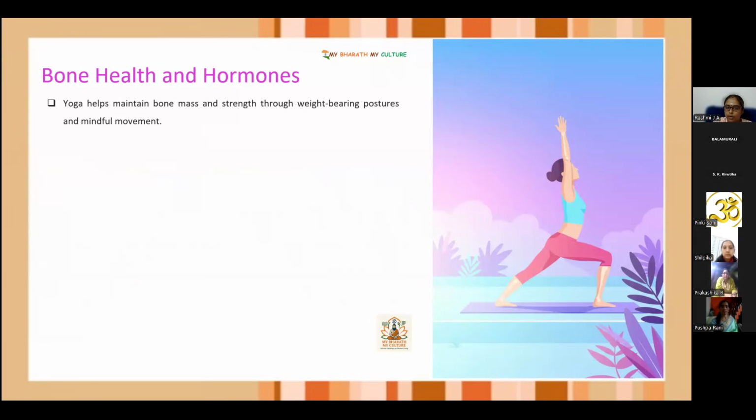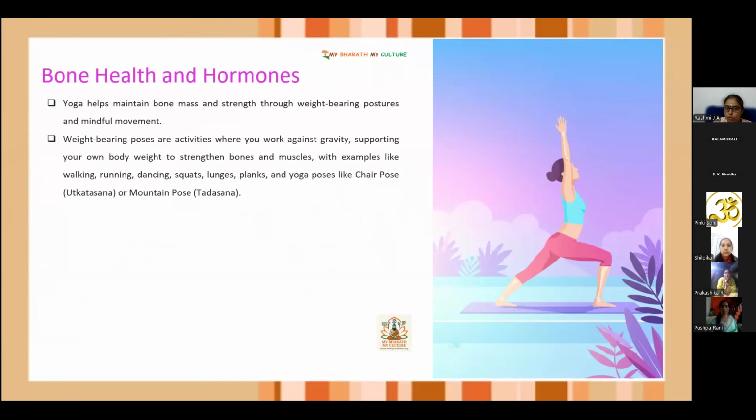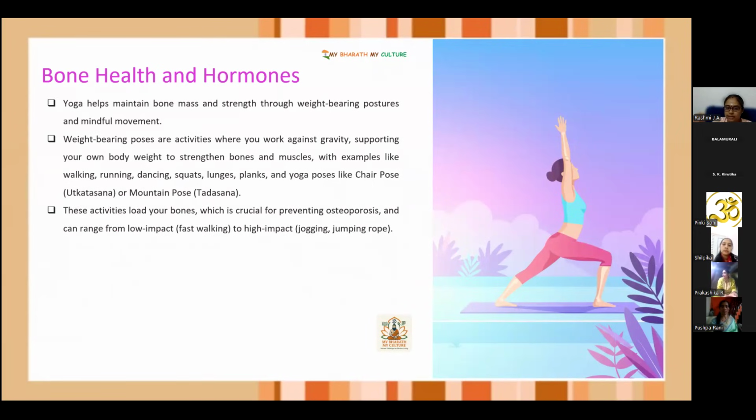Yoga helps maintain bone mass and strength through weight-bearing postures and mindful movement. So, what are all the weight-bearing poses? For example, even the simplest walking is weight-bearing because it is acting against gravity. And then you have the squats, planks, chair pose, Utkatasana, then Tadasana. All these things are examples.